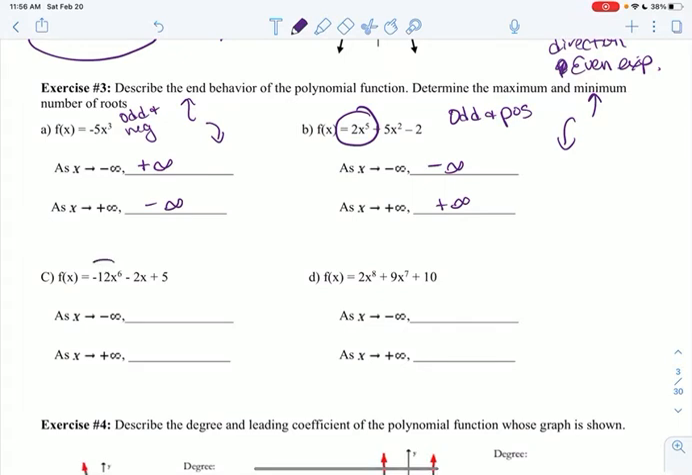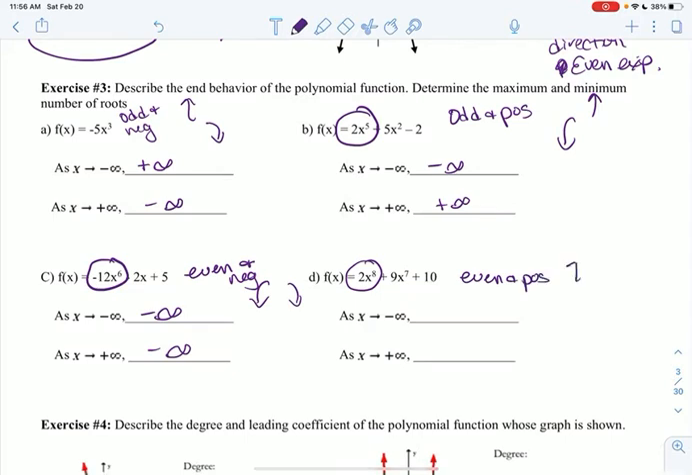Again, I'm just looking at that highest exponent, so it's even and negative. So that means your ends are going like this. So as x approaches negative infinity, it's going down. And as x approaches positive infinity on the right, it's also going down. And then for D, again, look at that highest degree. So it is even and positive. So that means it's going to go up on the left and up on the right. So as x approaches negative infinity on the left, I'm going up. And as x approaches positive infinity on the right, I am going up.